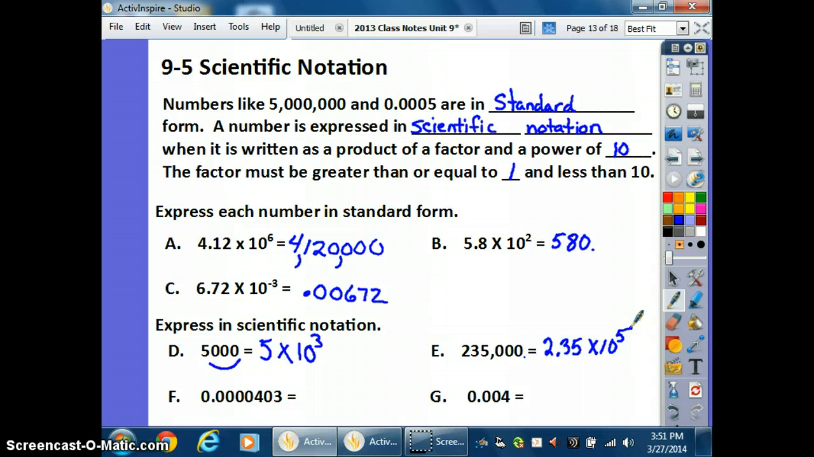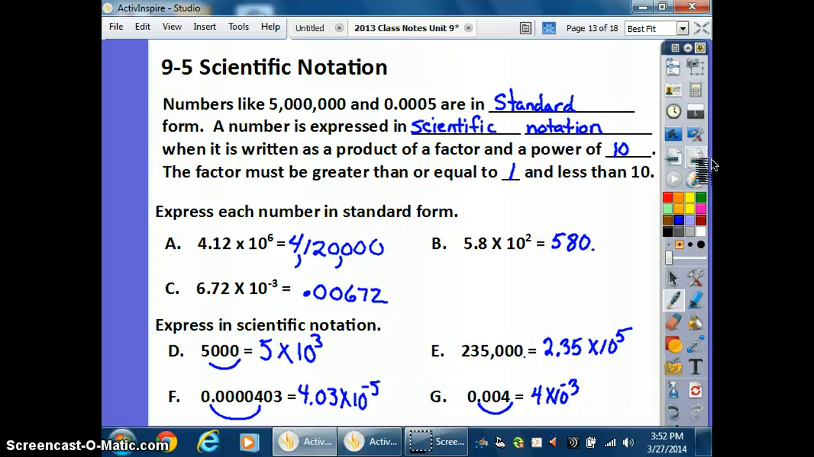A small number. We need to get the decimal right here, so it's 4.03. And to move it there, let's see, that's 1, 2, 3, 4, 5. And this time it's a negative 5. Numbers less than 1. Remember, that throws it in the denominator. We have that. Okay, so then we'll move this over 3 places. So it would be 4 times 10 to the negative 3rd.